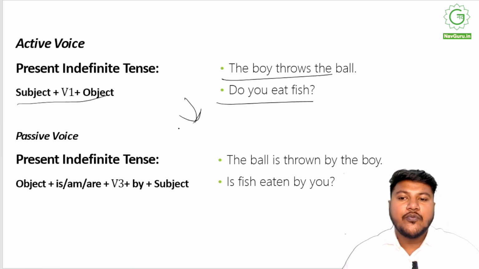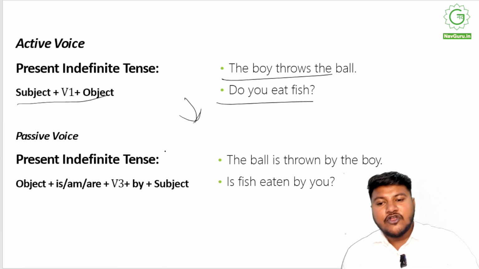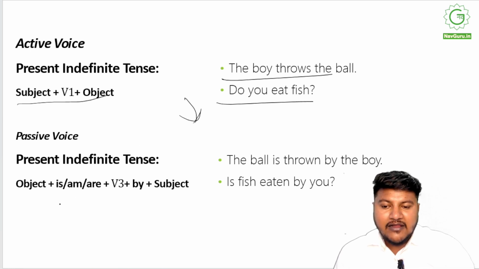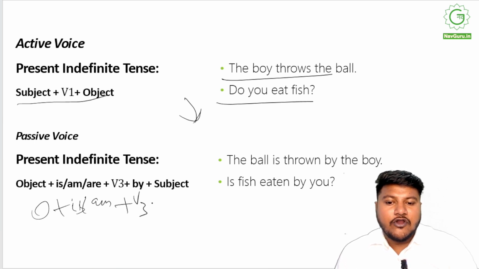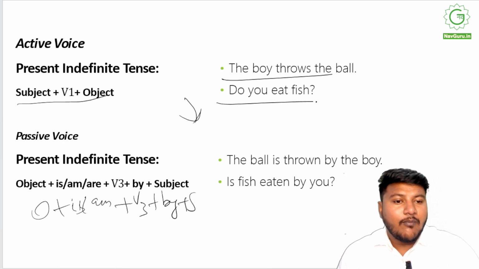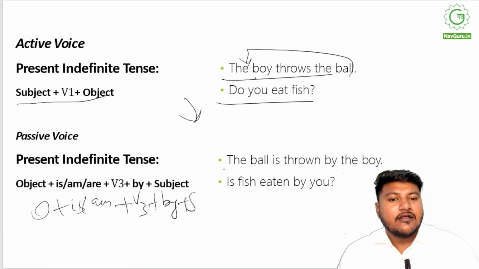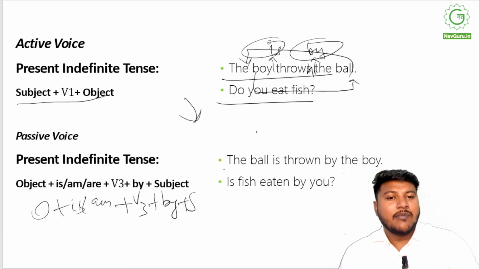When I turn it into passive voice, the object goes ahead. It is followed by is/m/r. Then it is followed by V3 plus by plus subject. So "the boy throws the ball" becomes "the ball" comes in front, the boy goes to the back, "throws" becomes "thrown", is is added here, by is added here, and it becomes "the ball is thrown by the boy."